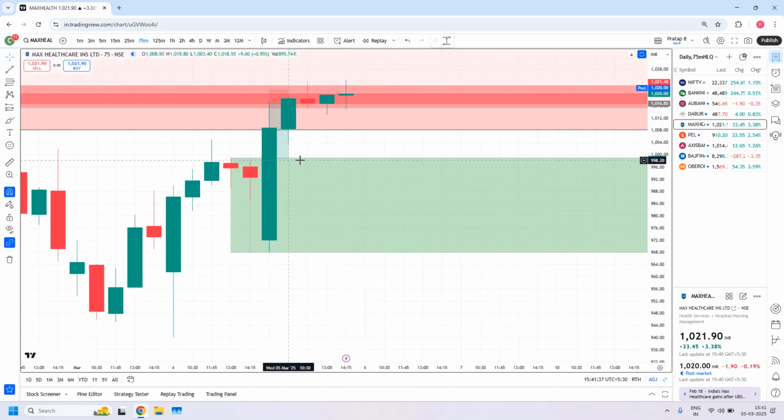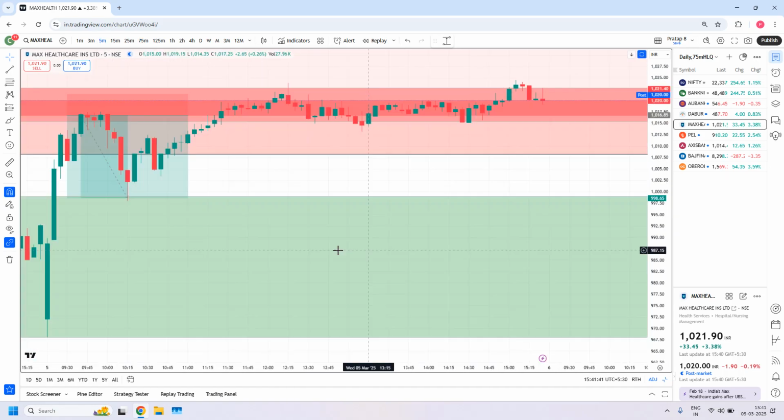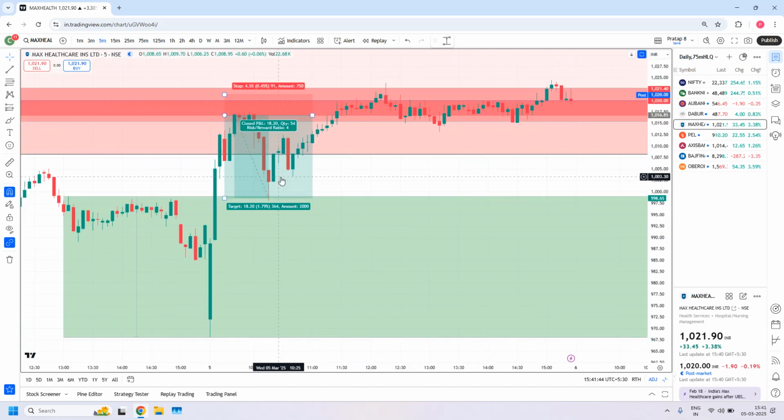And moreover, till this 75-minute zone, we got 1:4, go to 5 minutes, so let me show you. 1:4 RR we are getting. See here, this is the entry, this is the stop buffer value. And till this 75-minute zone, we got 1:4 RR. That means we got a very good RR. So we have to exit our trade here once the prices reach here. So that's why I am saying the target is quite tricky to identify.